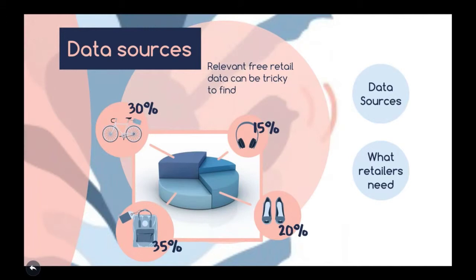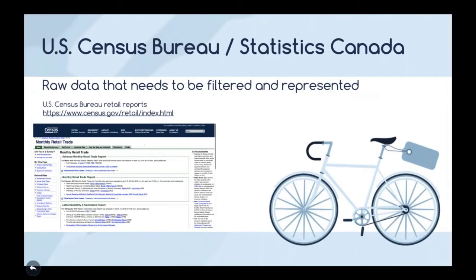Now, relevant free retail data can be tricky to find, but even more, it can be tricky to present in useful ways to the small and medium-sized business owners that are making decisions. Many of these people do not have the time and are not trained to be able to crunch very complex data. So you're going to need to help present it to them in different kinds of ways. So for example, the US Census Bureau, or in Canada, Statistics Canada, gives you a lot of great raw data, but it needs to be filtered and represented.